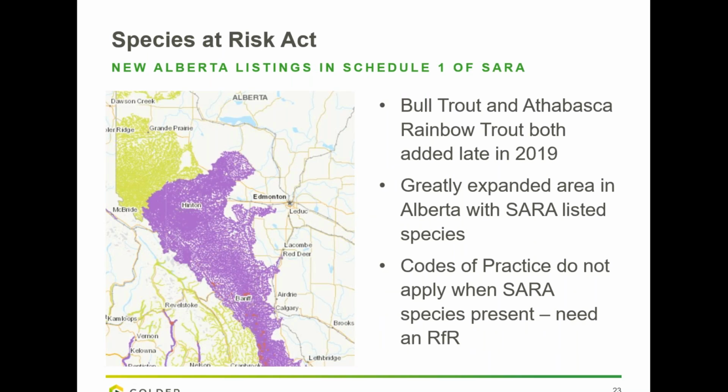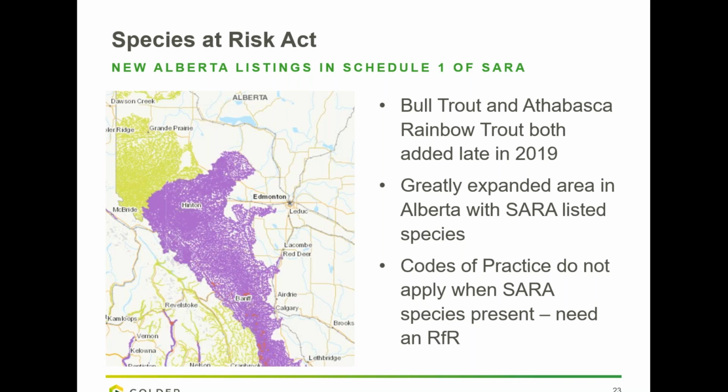A couple final slides, not directly associated with your Fisheries Act approval or authorization, but in Alberta, something new for us to deal with is that also late in 2019, there was a lot of new area in the province that got mapped and listed for species that are listed under SARA and Schedule 1 under SARA. So both bull trout and Athabasca rainbow trout were added to SARA. And so there is now a much larger geography in Alberta that is mapped as potential habitat.